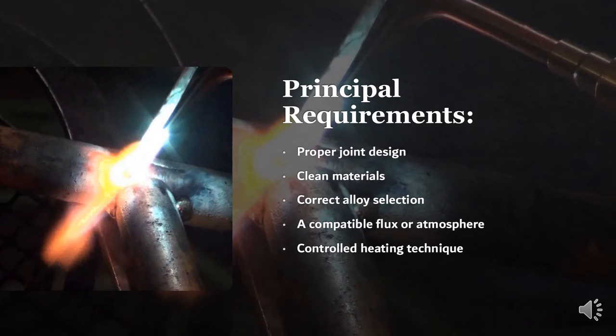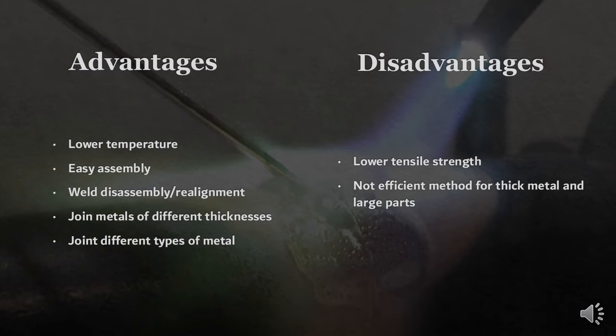In brazing itself, there are some principles required to produce a good braze, which are proper joint design, clean materials, correct alloy selection, a compatible flux or atmosphere, and controlled heating technique. The advantages of brazing itself are lower temperature, easy assembly, wide assembly or realignment tolerance, joining metals of different thickness, and also joining different types of metal. However, the disadvantages of brazing itself are lower tensile strength and it is not an efficient method for thick metal and large parts.